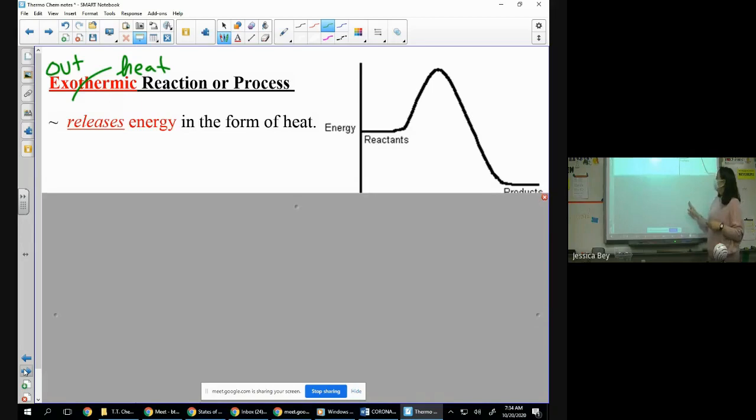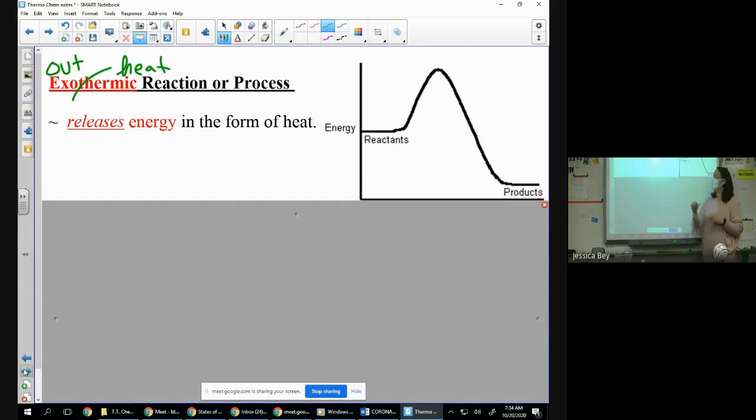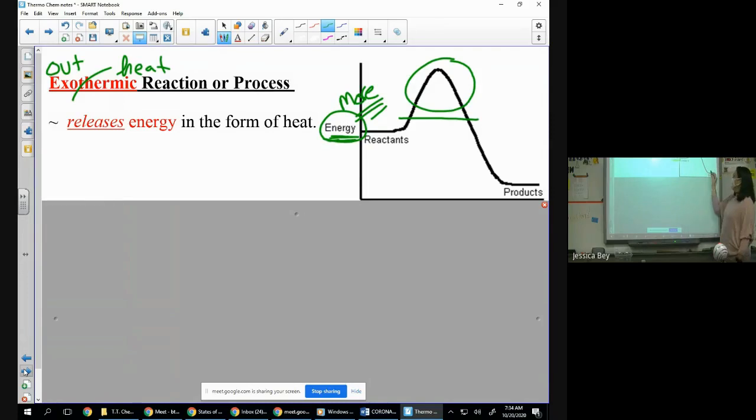What that's going to look like on the little graph here is that when you have an exothermic reaction, you have more energy at the start. So I would say more here. And it releases energy. So this whole little hump here, we're going to talk about this soon. But when you're looking at whether it's endothermic or exothermic, you just want to look at how much energy you have at the beginning and how much energy you have at the end. And in an exothermic reaction, you have lost energy, and so you end up with less.